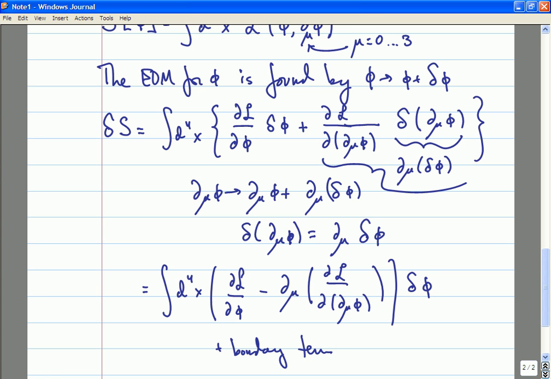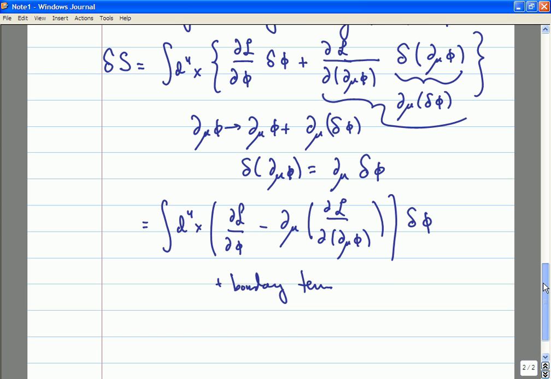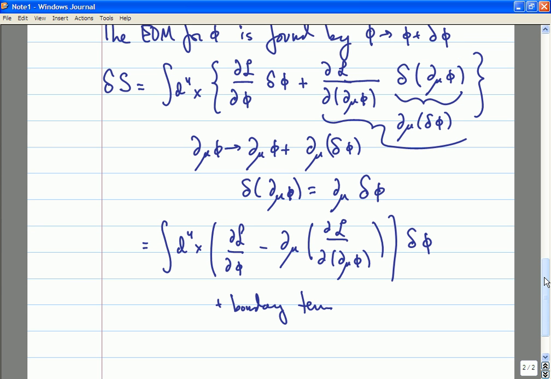Is that clear to everyone? So all I'm doing here is integrating this expression by parts. And there'll be some boundary term that appears, which I will neglect as I usually do when I extract the equations of motion from a variational principle.